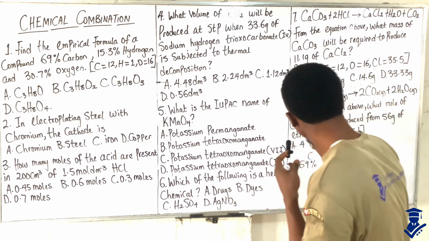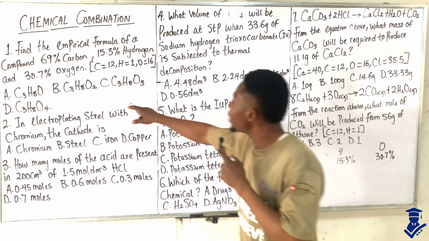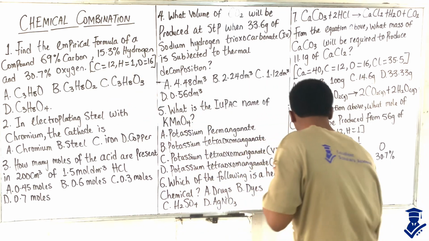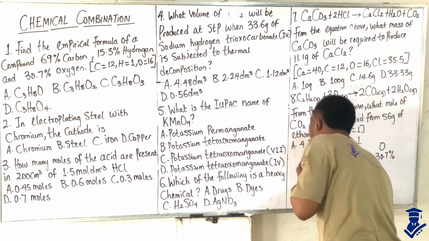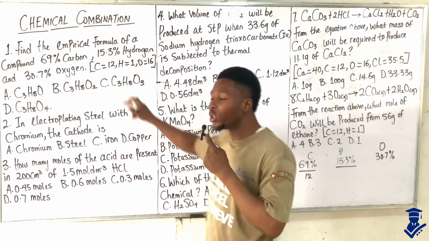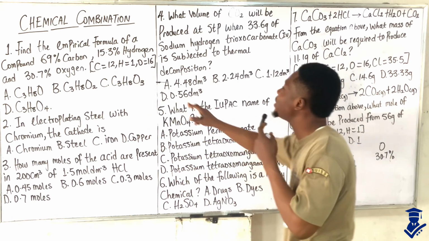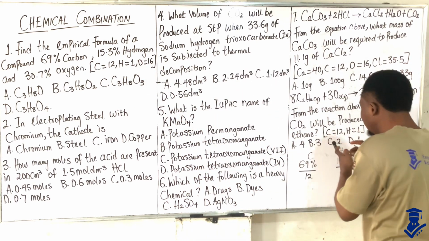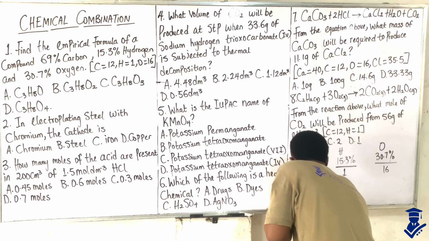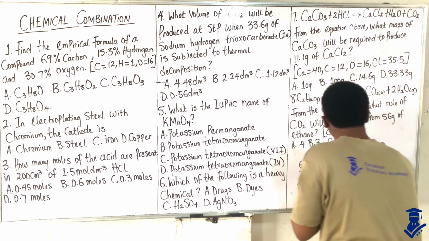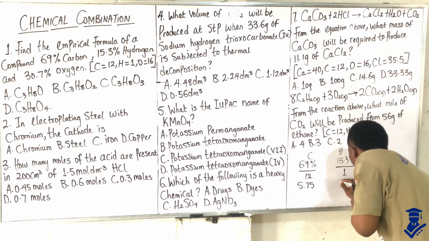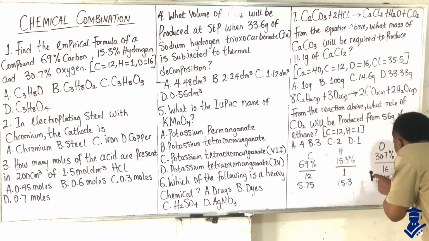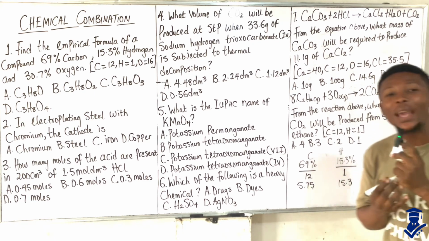What are we going to do? We're going to divide each of these percentages by mass by their molar masses. The molar mass of carbon is 12, so we divide carbon by 12. We divide hydrogen by its molar mass, which is 1, and we divide the oxygen by its molar mass, which is 16. When we do that, we have 5.75 for carbon, 15.3 for hydrogen, and 1.91875 for oxygen.